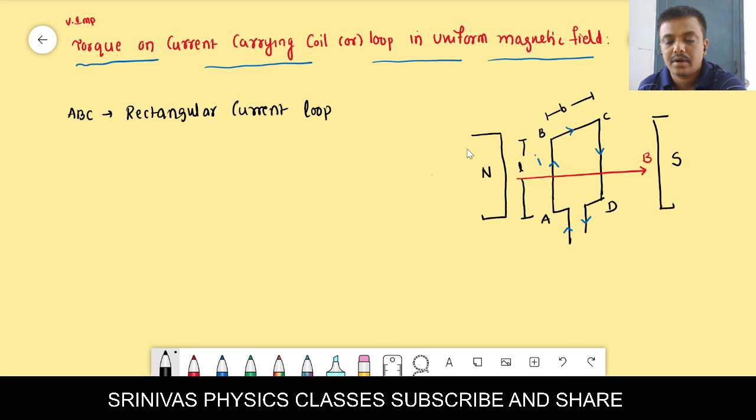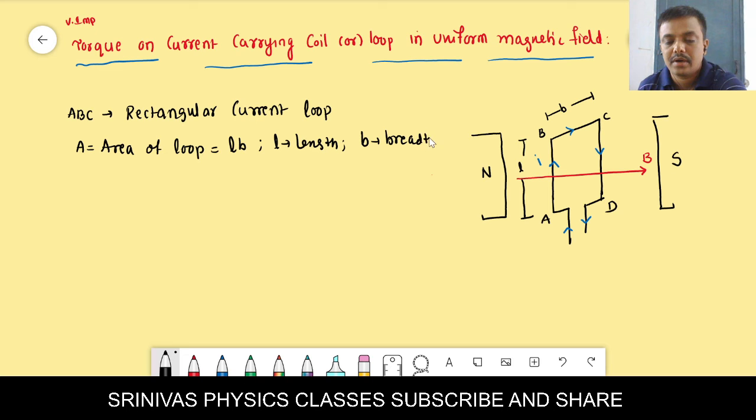If you want to find out the area of the loop, how do you find it? A is the area of the loop. That is, area of loop is length into breadth, which we write as LB. LB is the area of the rectangular loop, where L is the length and B is the breadth. Is it correct, students?